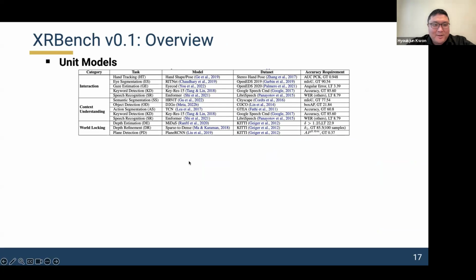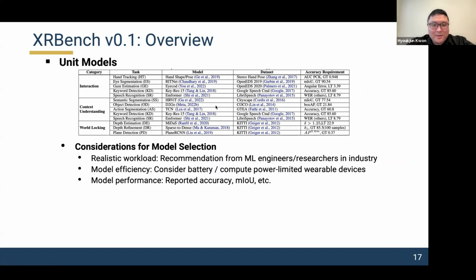To briefly provide a high-level overview of XR Bench, these are the unit models I discussed, and I'll not go into all the details, but as you can see, the models are listed and the associated datasets are listed, and there are also accuracy requirements. And when we selected those models, we considered the workload to be aligned as much as possible with industry use cases, and we considered model efficiency because it needs to run on wearable devices or nearby mobile devices. And we also focus on model performance. We want to include good models, not outdated models.